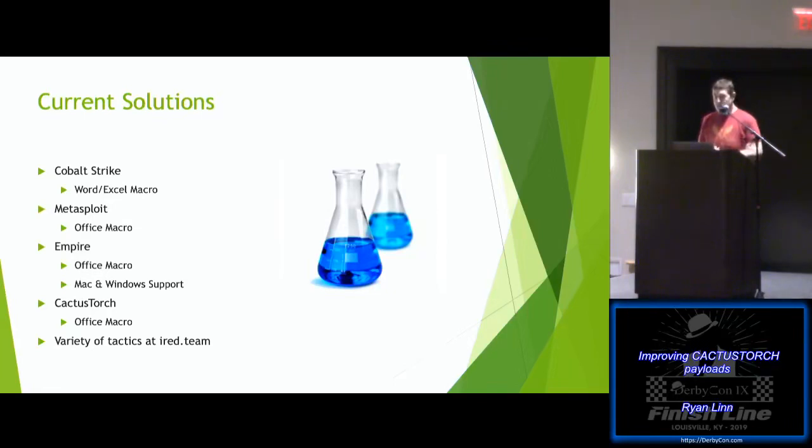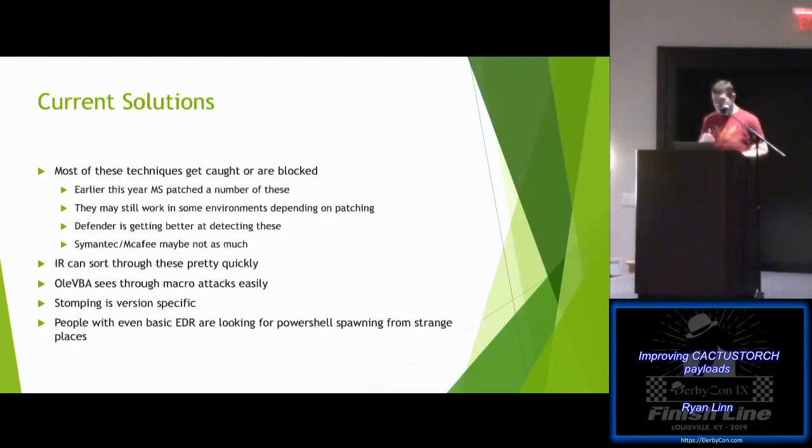CACTUSTORCH was one of the ones that I've had some success with in the past. The way that CACTUSTORCH works is it instantiates a COM object inside Office and then can run methods with that. And there's a whole bunch more tactics at ired.team. If you want to see some of the other things from history, that's a good place to start checking out. Most of these techniques get caught or are just straight up blocked.